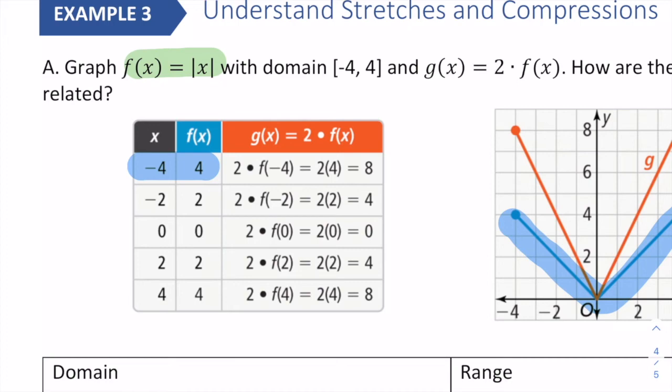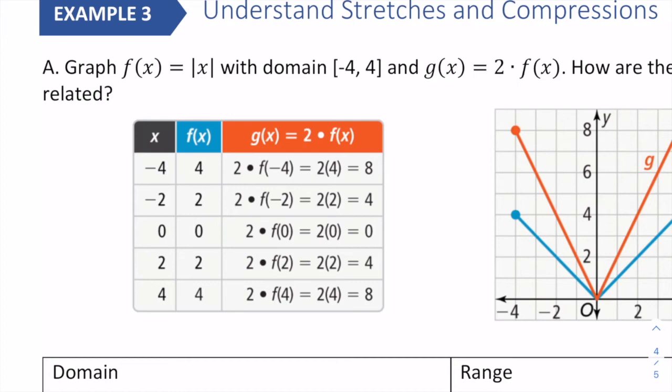The absolute value of negative 2 is 2. The absolute value of 0 is 0. And the absolute value of 2 is 2. And the absolute value of 4 is 4. Now we're going to look at a transformation. This original graph is considered the parent graph.